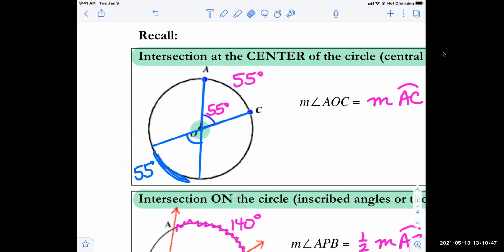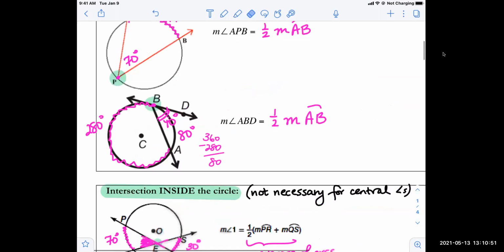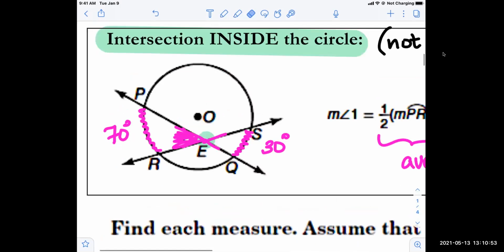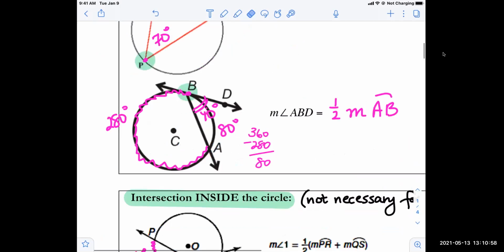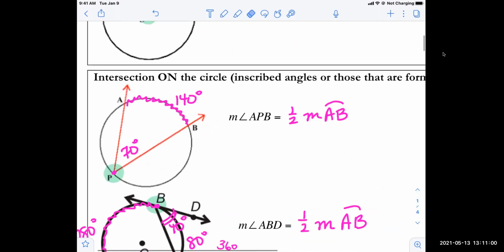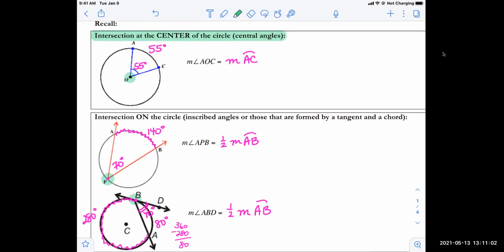It's just not necessary, right? It's a lot faster to just go 55. So it's not that this process doesn't work for central. It's just that the arc and the angle are only congruent if it's a central angle. So don't be trying to oversimplify the ones where it's not a central angle.